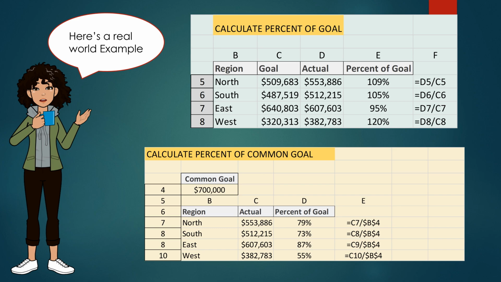And then you can also calculate the percent of a common goal. Sometimes you can have a goal which is common for everyone to attain. So for example, in this sheet, all the regions, north, south, east, and west, are supposed to attain a common goal of 700,000 sales. So to get the percent of goal, we'll take the actual, which is in column C, for the north region, and then you divide by the common goal. But since the common goal is the same for all the regions, you have to make it an absolute reference so that when you copy the formula down, it gives you the correct values.